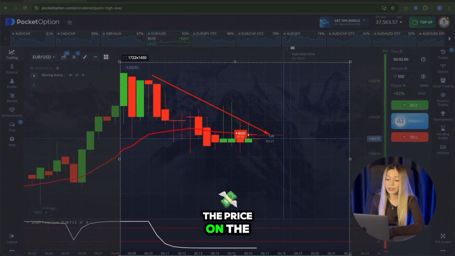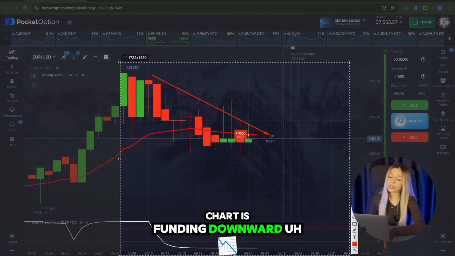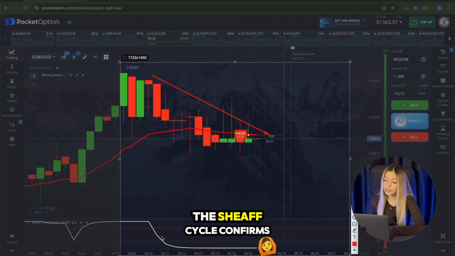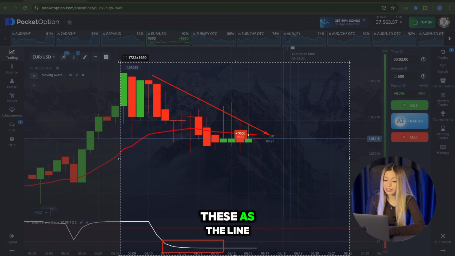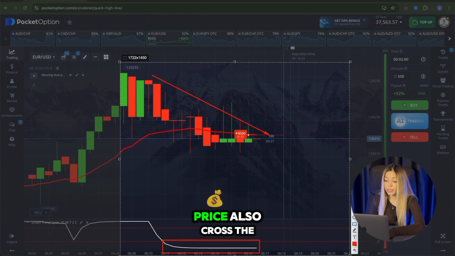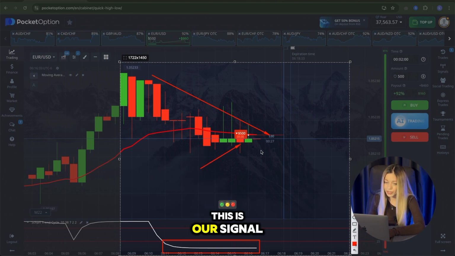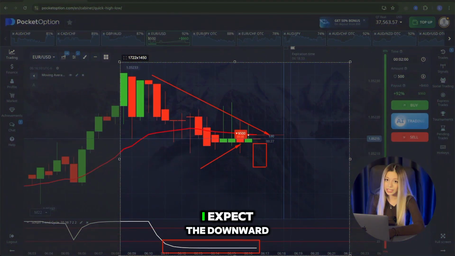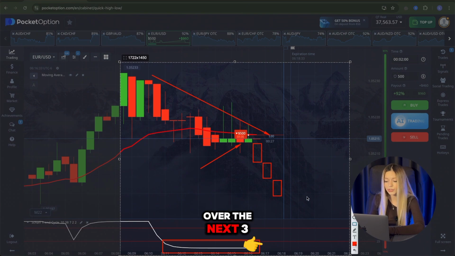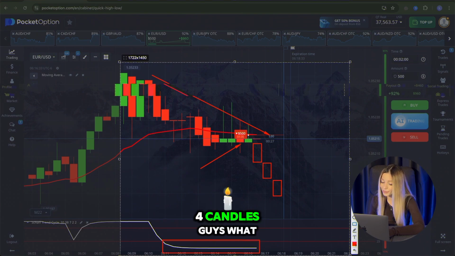The price on the chart is trending downward. The Schaff Trend Cycle confirms this as the line moves below the lower zone. The price also crossed the moving average from above. This is our signal, and it's not just a signal, it's a command. I expect the downward move to continue over the next 3-4 candles.